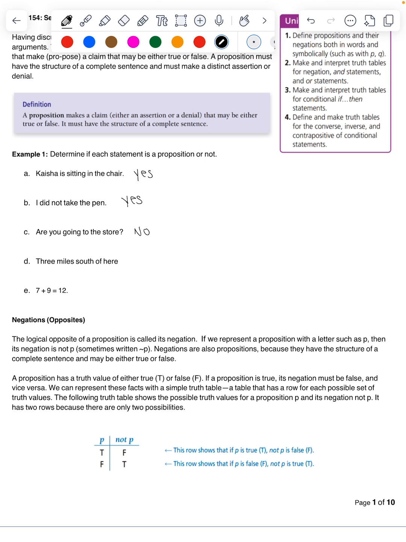D, 3 miles south of here. Letter D is not a proposition. It does not assert anything. It's also not a complete sentence.